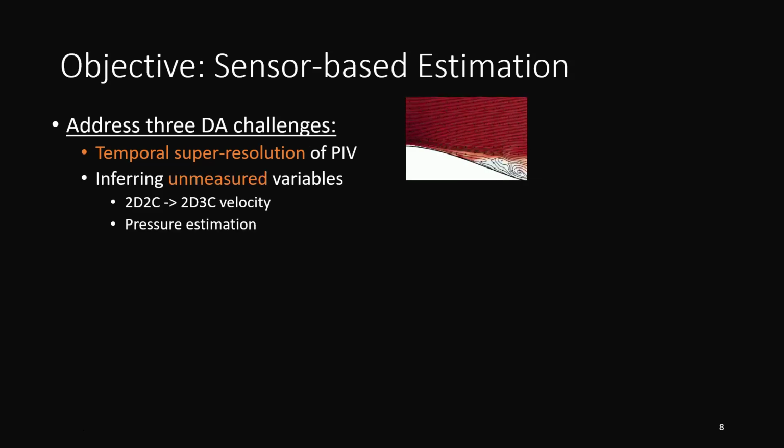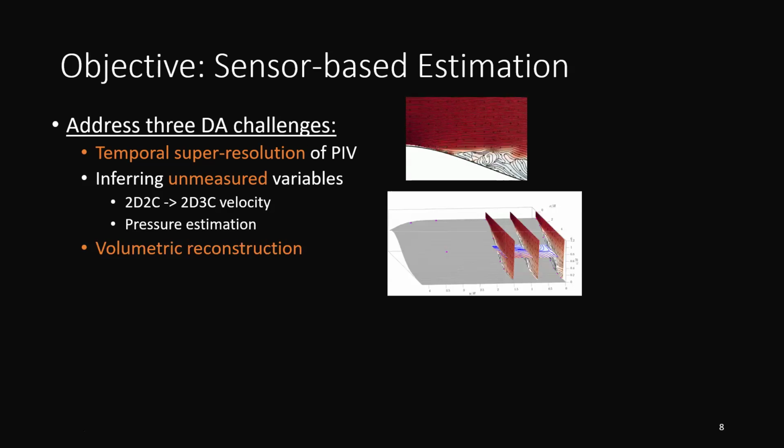We also want to infer unmeasured variables and dimensions. So things like, if you're just given 2D, 2C, so 2-component snapshots, like the movie here, how do you get the 3rd component? Because these flows are 3-dimensional, so all 3 components influence the dynamics. Also, how do we get the pressure from velocity? I'll talk about this as well, and how do we integrate that into a single framework? Third, which would be the holy grail, would be to try and get a volumetric reconstruction of the entire flow, given the sparse sensor measurements as inputs.